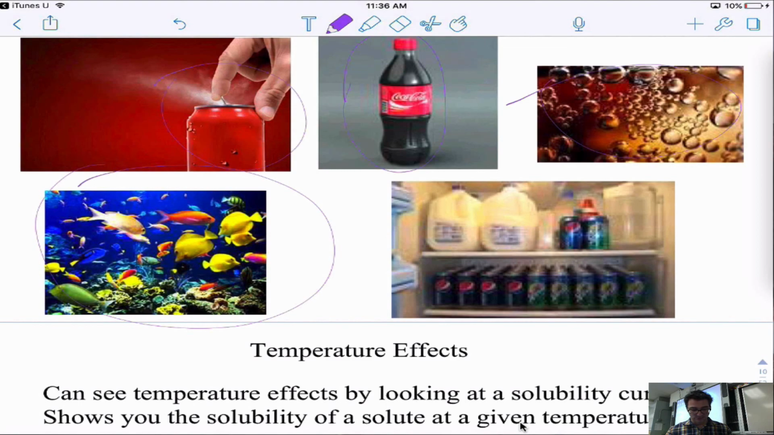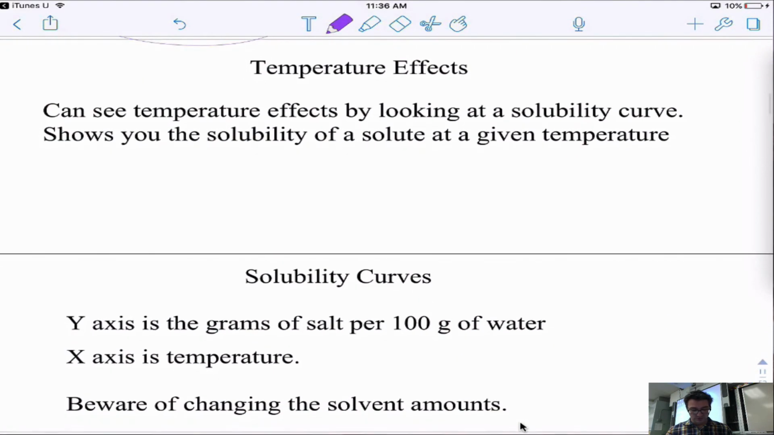Now, what I said, and we'll do this next time, is we're going to look at the solubility curves, table G, and use the numbers on there to interpret solubility, saturation, unsaturation, and supersaturation.